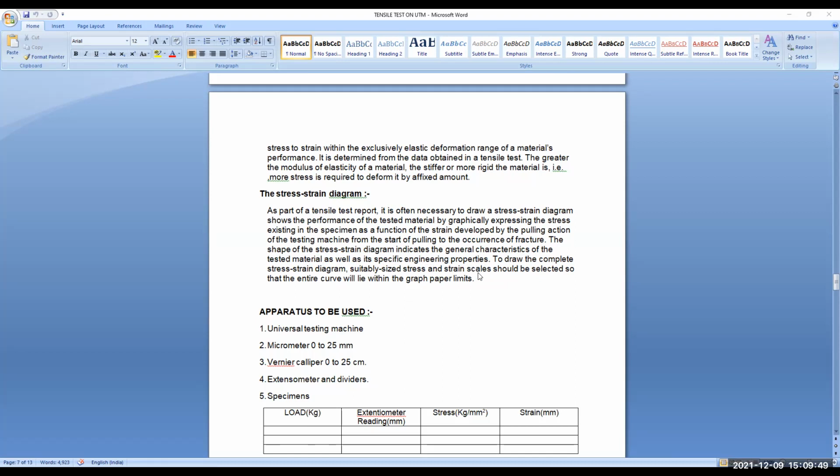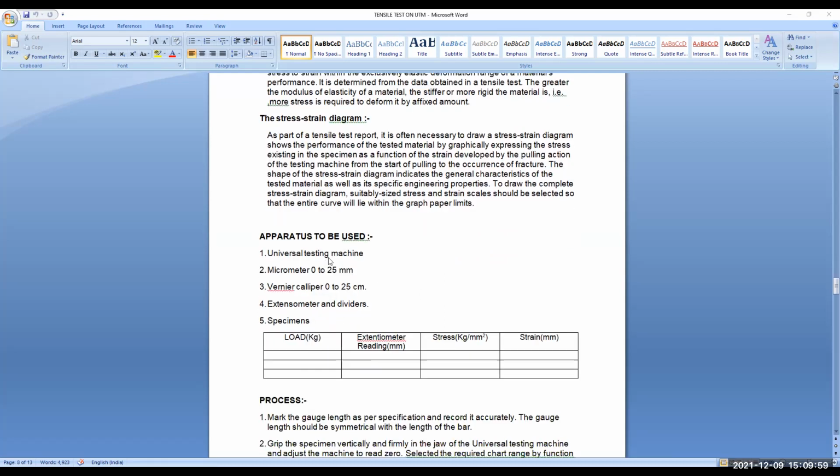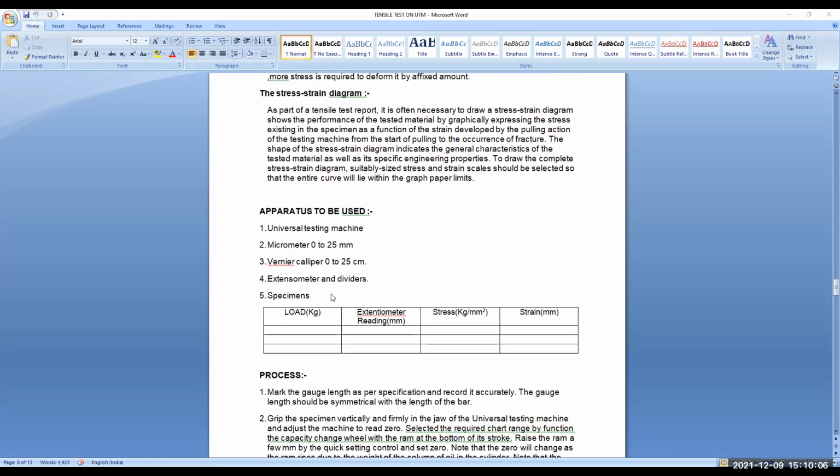To draw the complete stress strain diagram, a suitable stress strain scale should be chosen to keep the entire curve within proper limits. The apparatus used are: universal testing machine, micrometer, vernier calipers, extensometer, divider, and specimens. The load should be recorded in this column. The extensometer reading is recorded in this column. Stress induced and strain induced, as given by the extensometer, are recorded here.